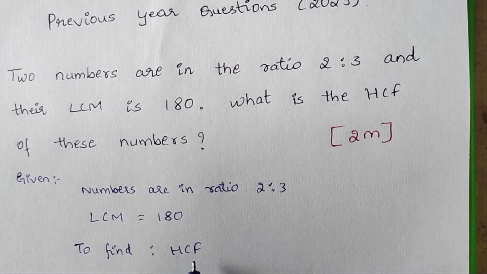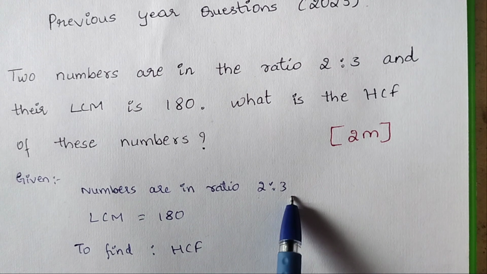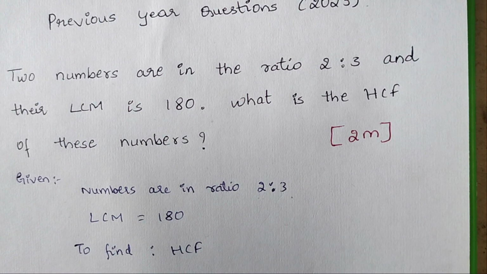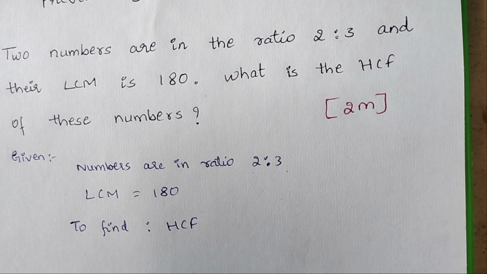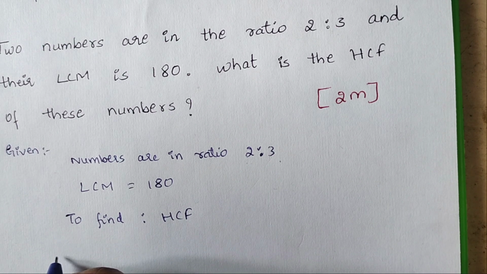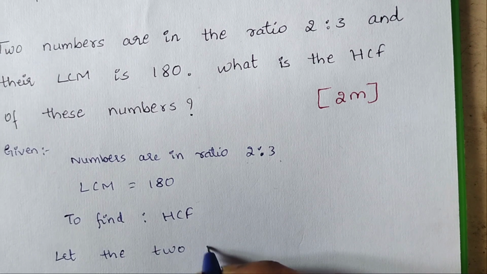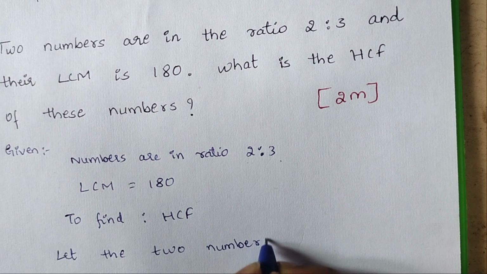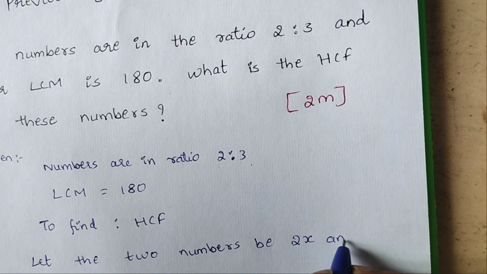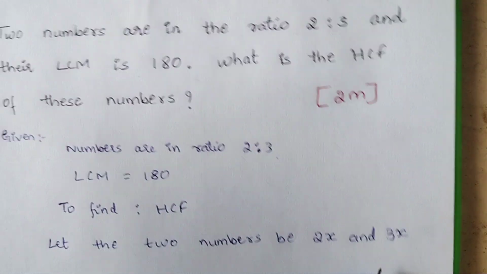In order to find the value of HCF, we first have to find the numbers, because here they are given in the form of a ratio. How to find the numbers? It is very simple. Whenever numbers are given in ratio, let the two numbers be 2x and 3x.